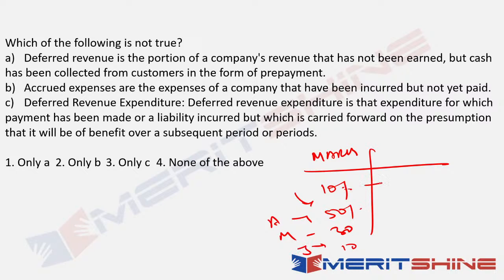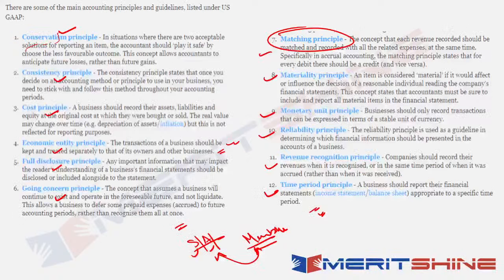So what you will do, as per the principle of prudence and matching, is take 10% of this expense now, for the matching. The next part you will transfer from your balance sheet as and when your income happens. That's the idea behind the matching concept. If you go back and read, what is this? The concept that each revenue recorded should be matched and recorded with all the related expenses at the same time. That was the question in your handbook. I hope you have understood this, right?